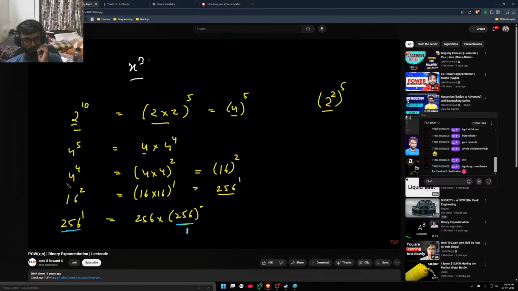Now we were finding 4 to the power 4, which apparently got us as 256. So we can take this 256 and write it over here, which will give us 256 into 4. So 4 to the power 5 can be written as 1024, which will be our ultimate answer for 2 to the power 10.